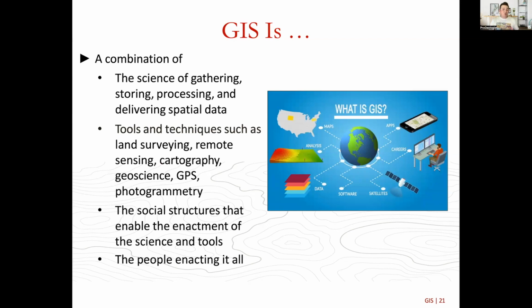The social structures that enable and act these sciences and these tools. So how does redlining within a county or within a state attribute to some of the negativity that may occur? Or how does positive science, environmental science, proliferate through the system? All that can be tied into a GIS. And finally, the most important thing that we have to think about when it comes to GIS, both as a system and as a science, are the people enacting it all.